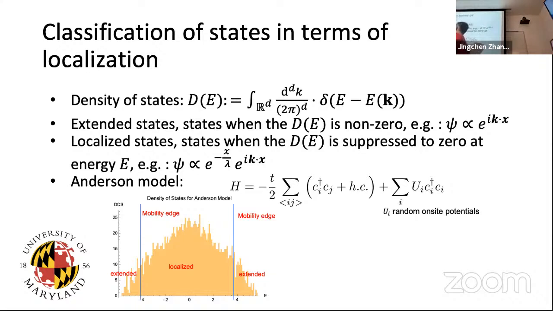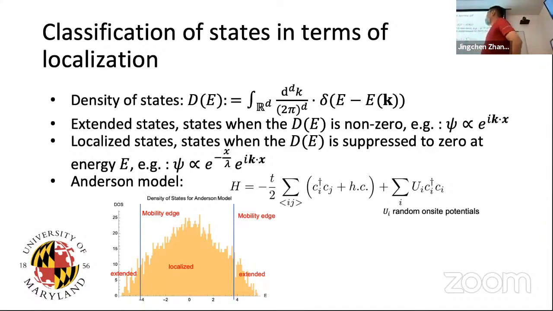Also, we're familiar with the localized states, but in the definition of density of states, we refer to the localized states as the states where the density of states is suppressed, either exponentially, logarithmically, or polynomially suppressed to 0 at some energy E. The most commonly seen localized states have wave functions exponentially suppressed by the localization length lambda. If it's suppressed like minus 1 over x squared or something, then it's algebraically suppressed, something like that.